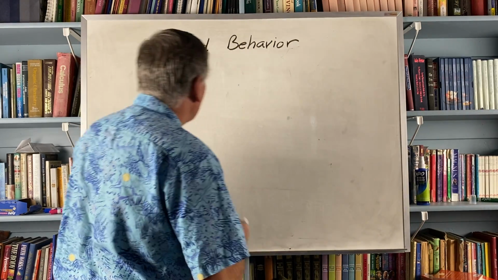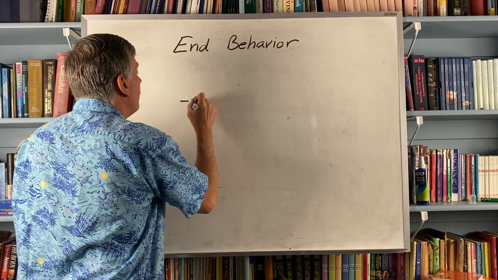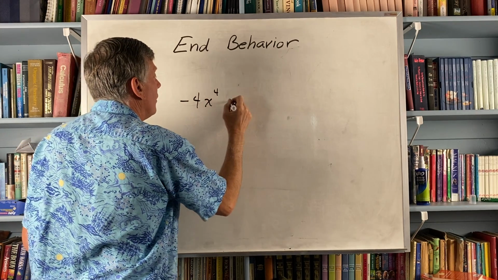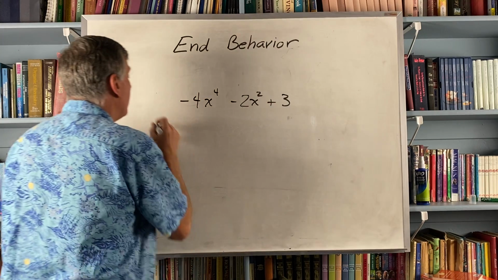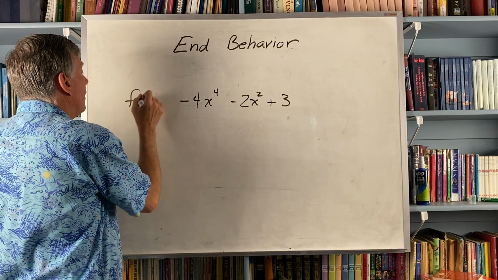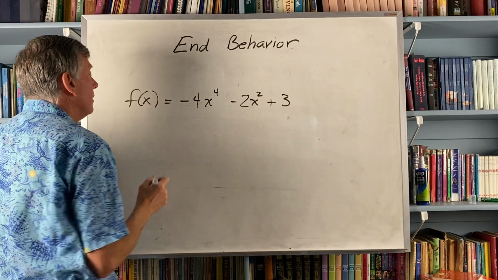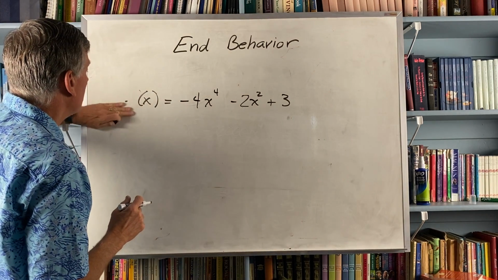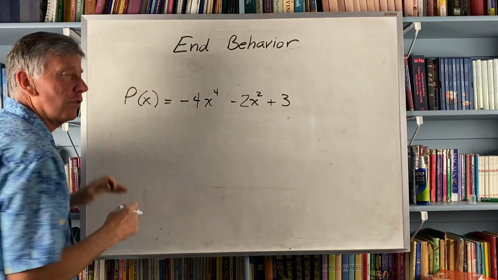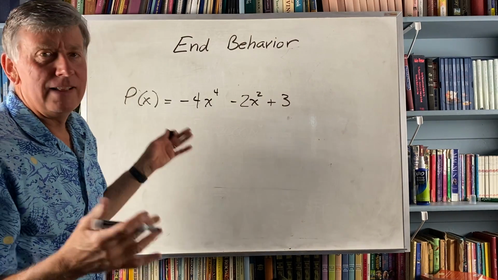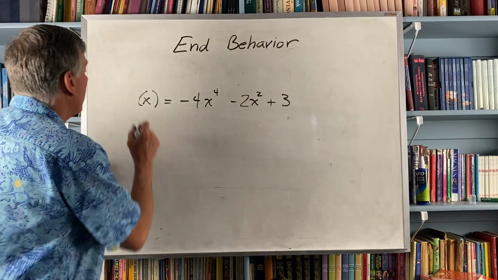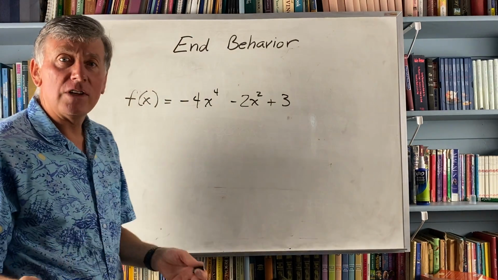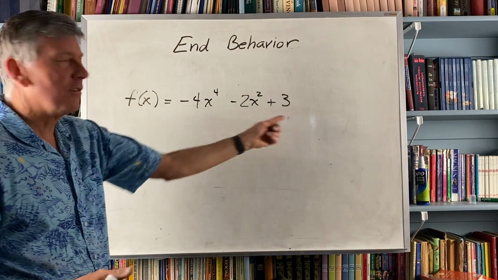So let's suppose I have negative 4x to the fourth minus 2x squared plus 3 as my polynomial f of x. I guess the book has been doing p of x for the word polynomial, but it's just a letter. I'm going to go back with f of x because you're used to functions and I'm used to functions, and that's what we have here.